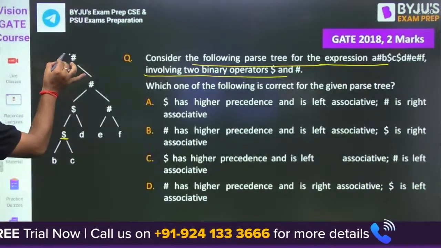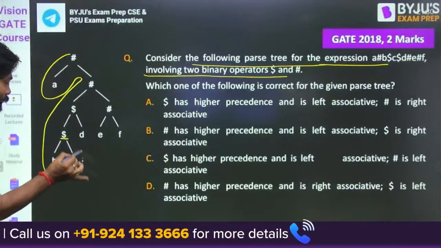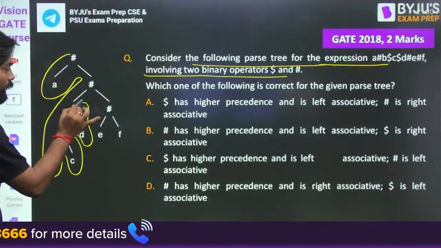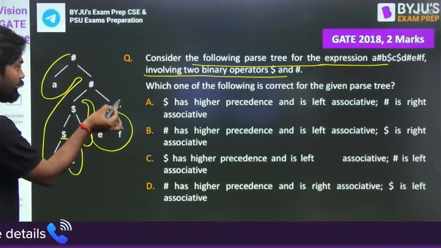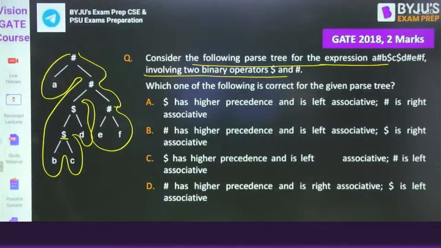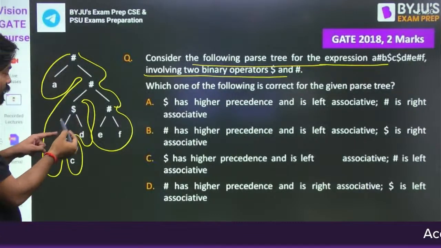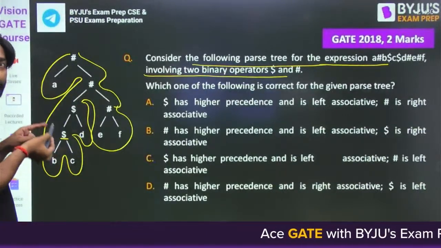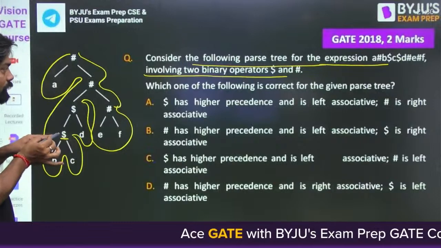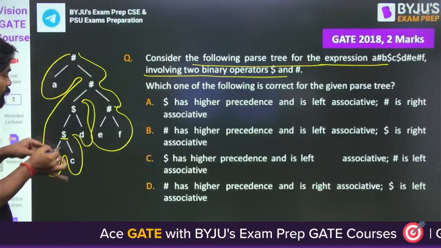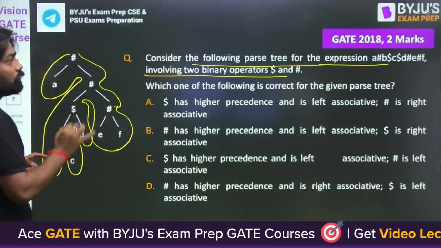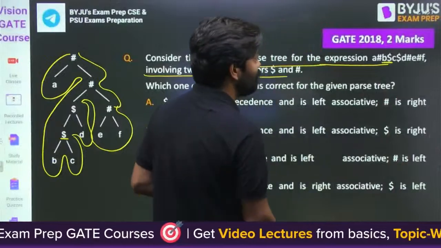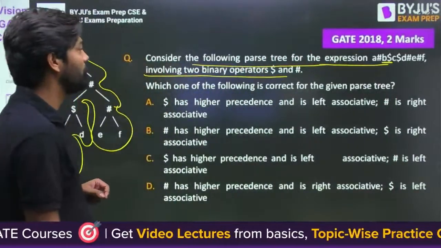See, first you traverse like this only. So first, this dollar will be evaluated. After dollar, this dollar will be evaluated. After this one, hash will be evaluated. After this one, this hash will be evaluated. So, my dear friend, among dollar and hash, we have only 2 operators. Which one is evaluated first? This dollar only. So $C will be evaluated first. Are you getting my point?